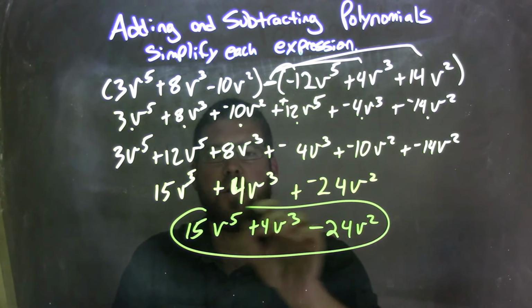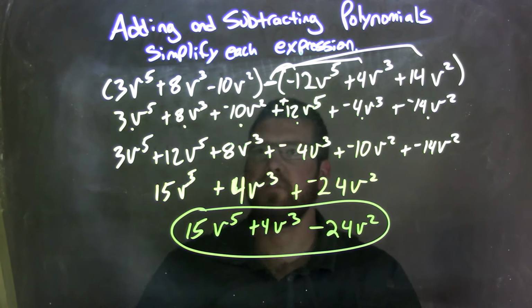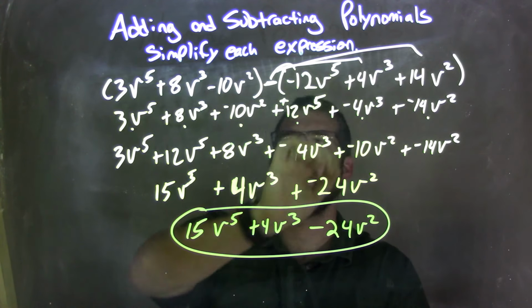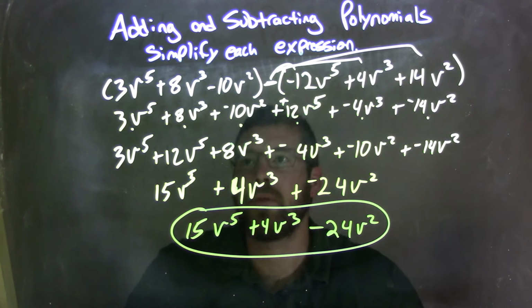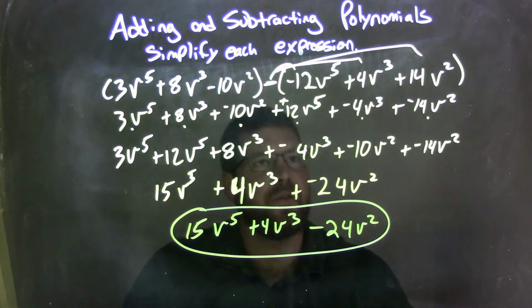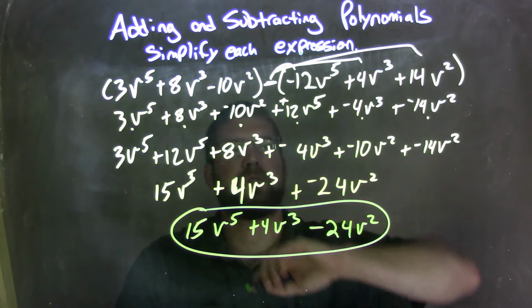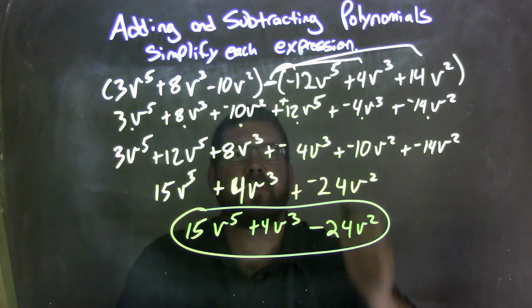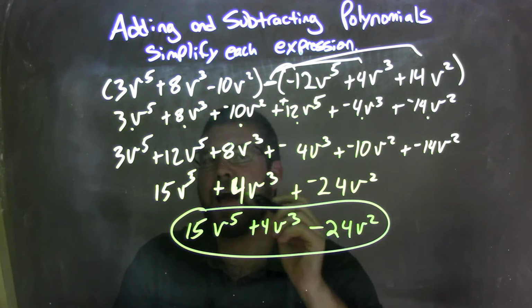Our final answer. So let's recap. We're given two sets in parentheses here: 3v to the fifth plus 8v to the third minus 10v squared, and then subtract the other one, negative 12v to the fifth plus 4v to the third plus 14v squared. I distributed the subtraction sign across and made everything adding a negative.